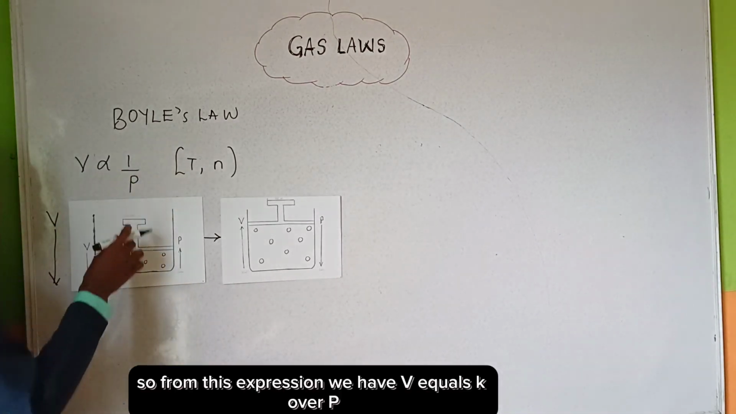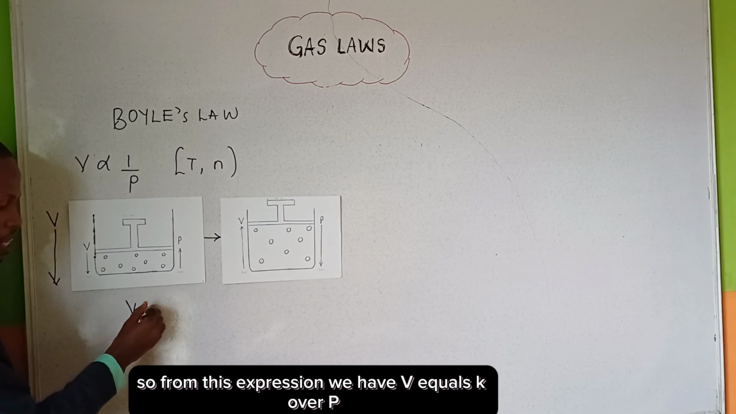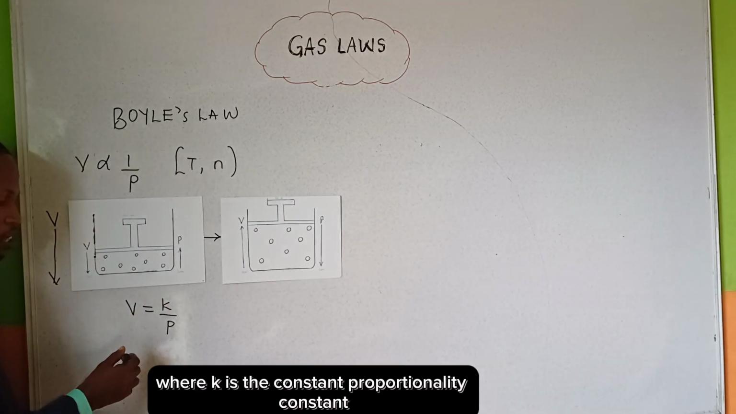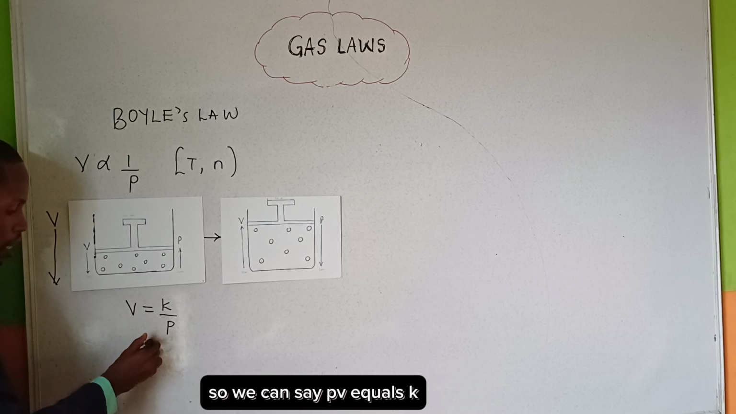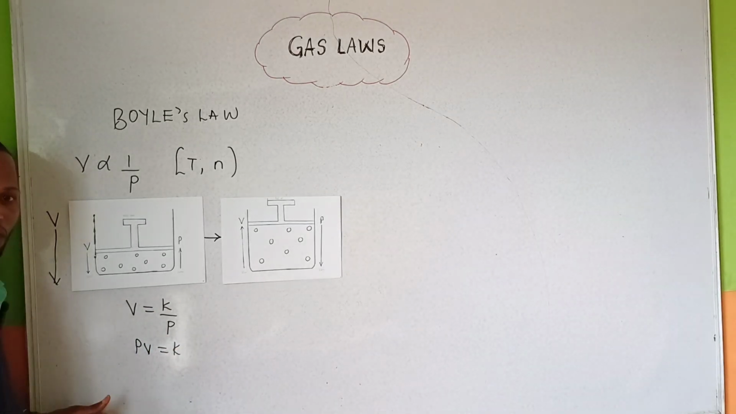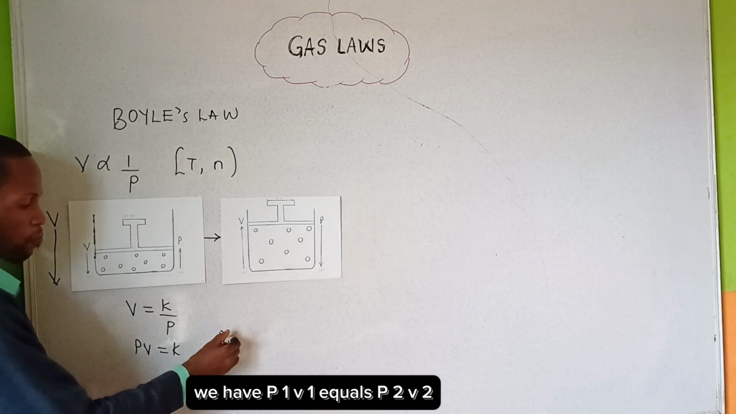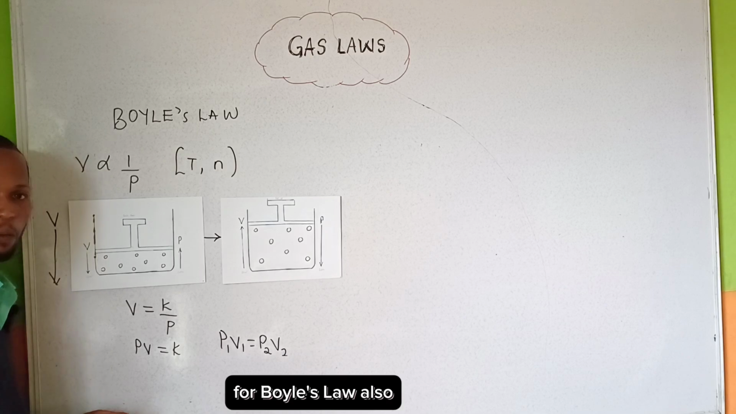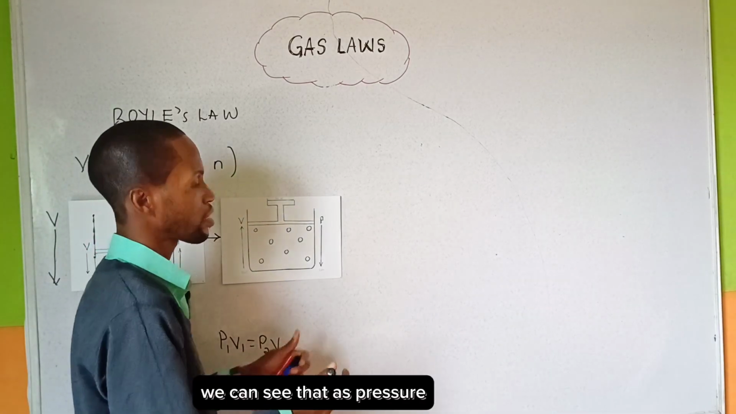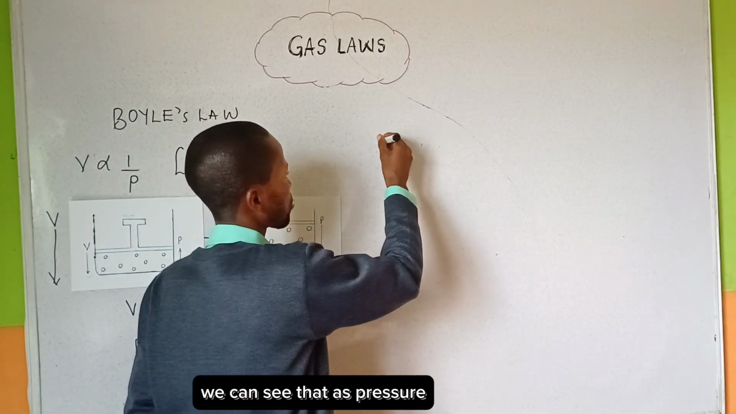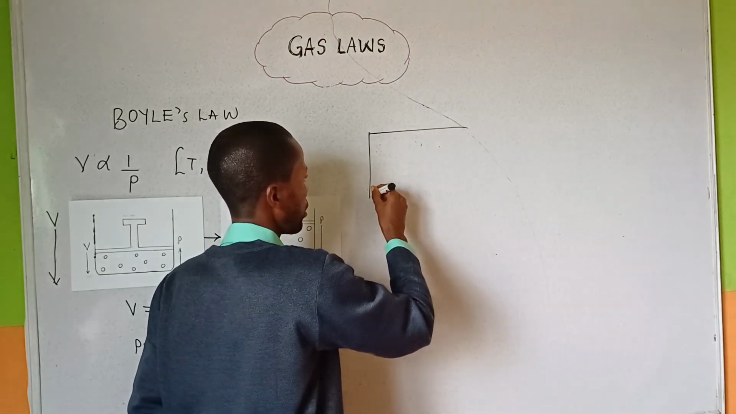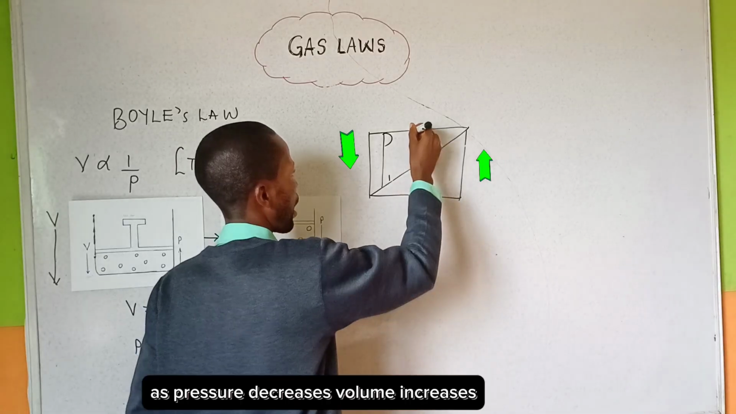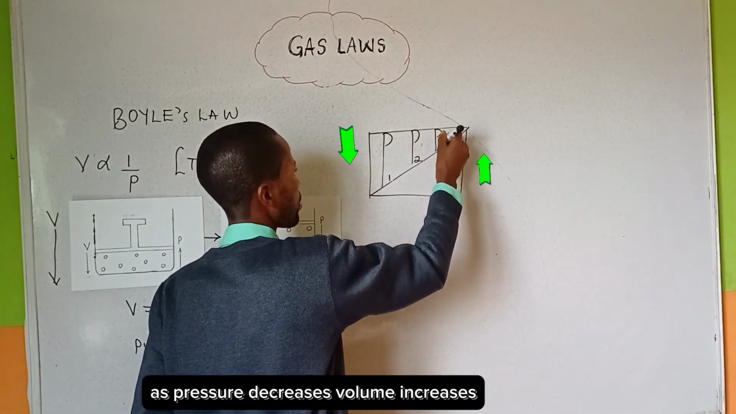So from this expression, we have V equals K over P, where K is the proportionality constant. So we can say PV equals K. For a series of experiments, we have P1V1 equals P2V2 for Boyle's law. Also, we can see that as pressure increases, volume decreases. As pressure decreases, volume increases.